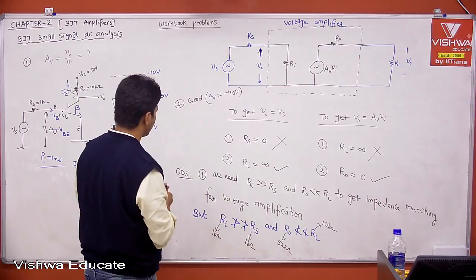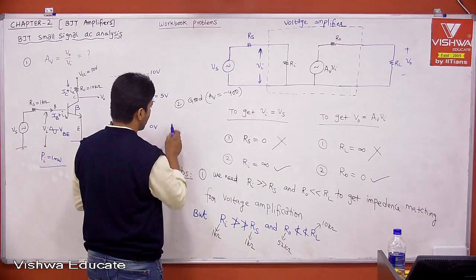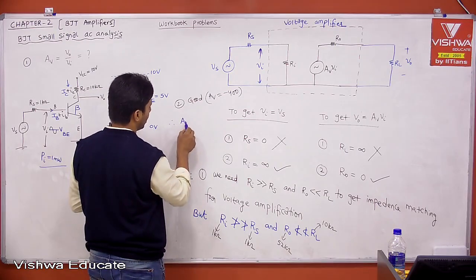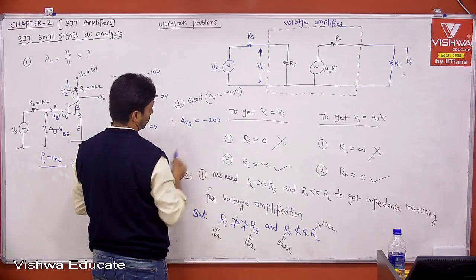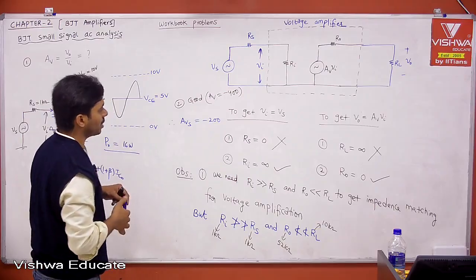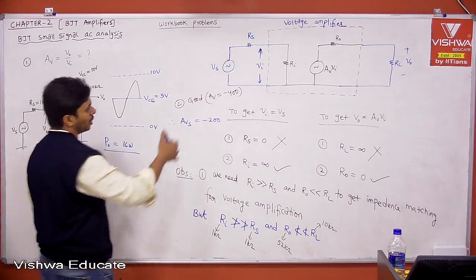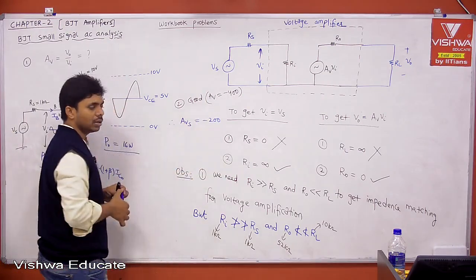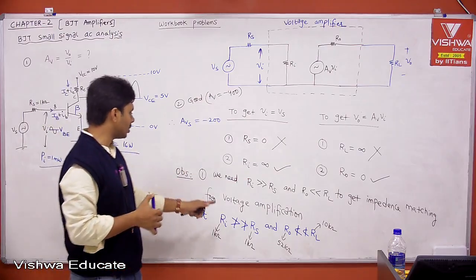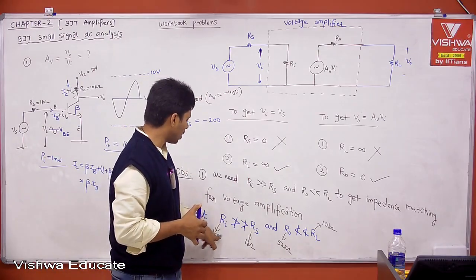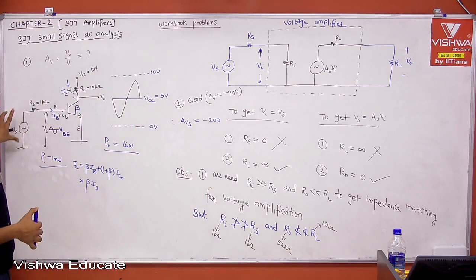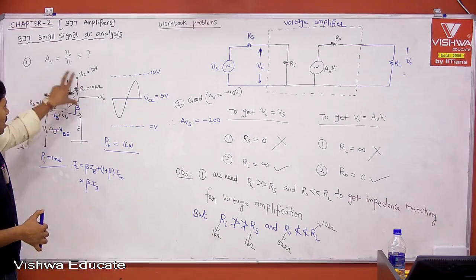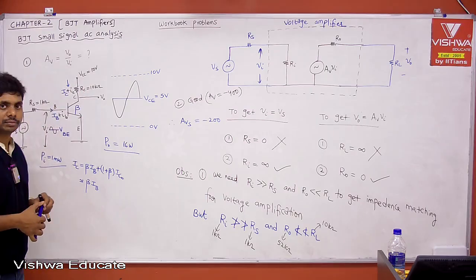Therefore, you can write, what is AVS? AVS is equal to minus 200. Therefore, your 400 is becoming 200 because of not having impedance matching. This is related to input impedance. Because your input impedance of 1K is comparable to the source, half of the drop is gone at the source, only half of the input is applied. Therefore, out of 400 we got only 200.